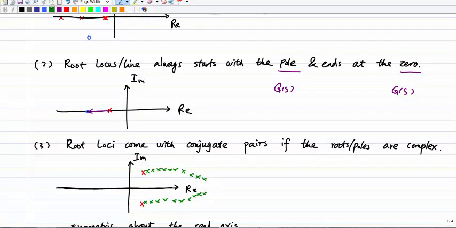This means, for example, if this is one of the poles of the closed loop transfer function, let's say 3 plus 2i, I must have another one which is 3 minus 2i. This is what I mean by complex conjugate: if a plus b times i, where i is equal to the square root of negative 1, is a pole, then a minus bi must also be a pole.